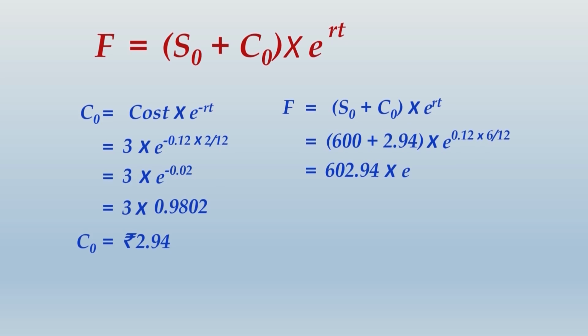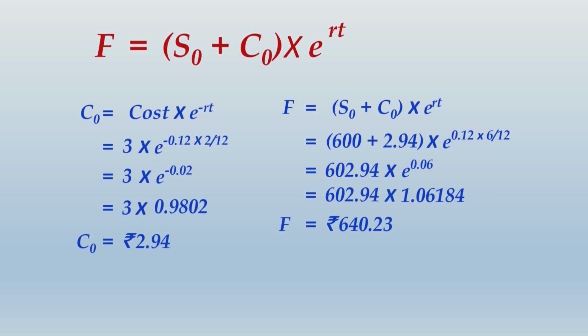So 602.94 into e raised to 0.06. e raised to 0.06 has been given as 1.06184. The final value you get is 640.23. So your calculation of the fair futures price is ready. Please take note of this and then we move ahead.